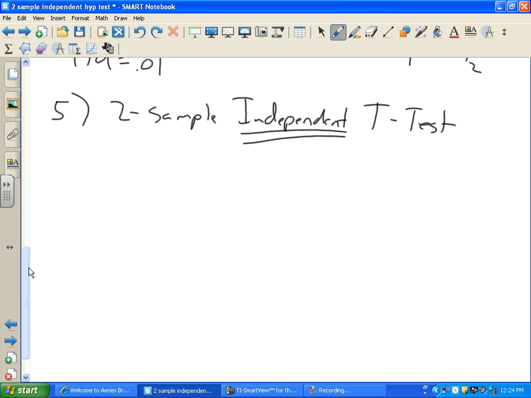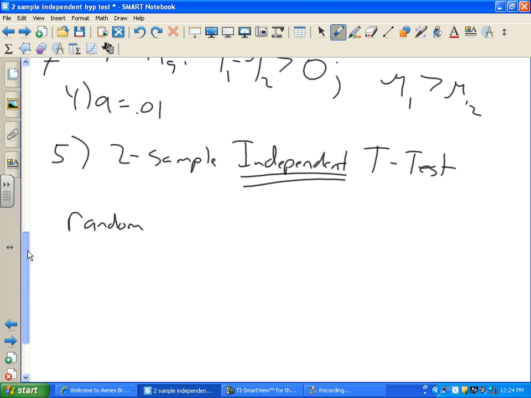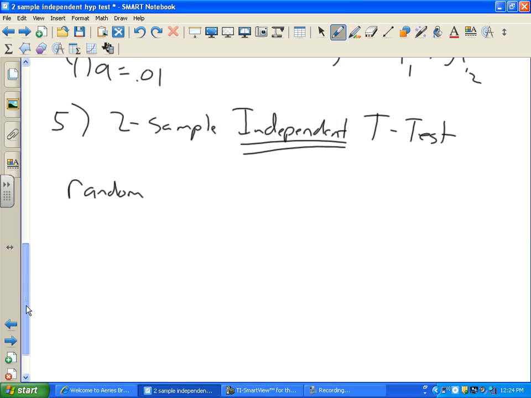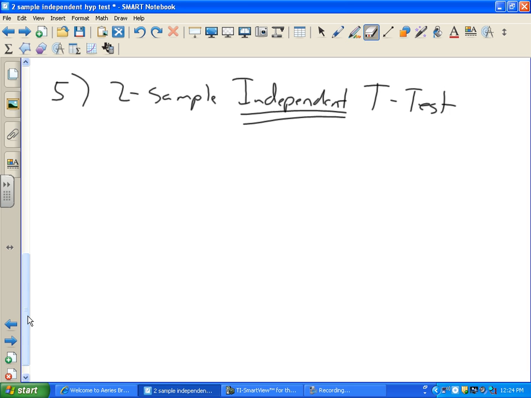We have 2 samples. You need to justify random, independent, normal for both samples. Okay? I'll say it again. You need to justify random, independent, normal for both samples. So I'm going to go random. I think we have to assume random in this, right? I don't think it said. So we have to assume random. So I'll say assume both samples are random.